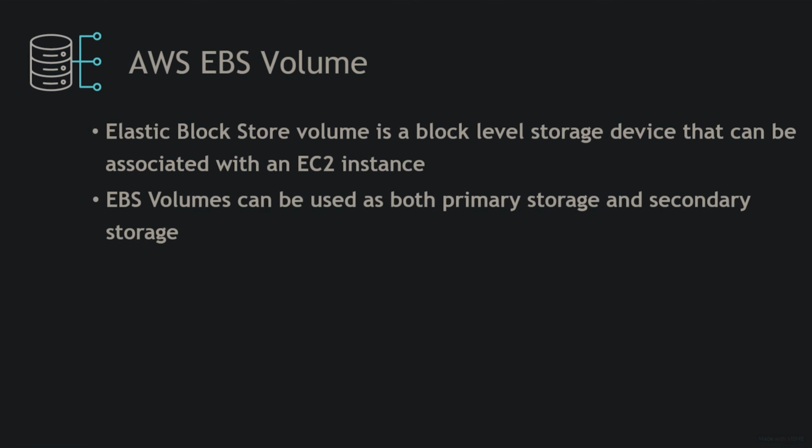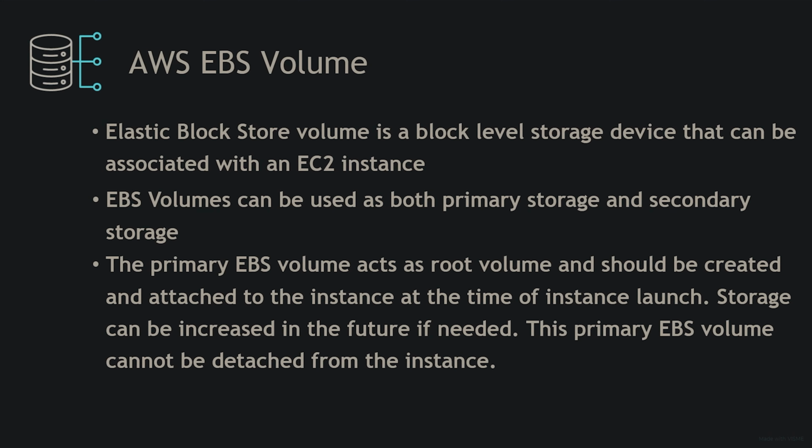Then EBS volumes can be used as both primary storage and secondary storage. The primary EBS volume also acts as a root volume, and it should be created and attached to the instance at the time of instance launch. For example, when you create your EC2 instances and add your storage, that storage is your EBS storage. So you cannot launch EC2 without creating a new EBS volume.